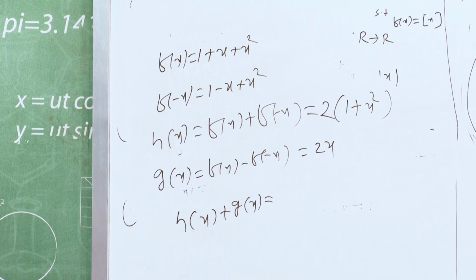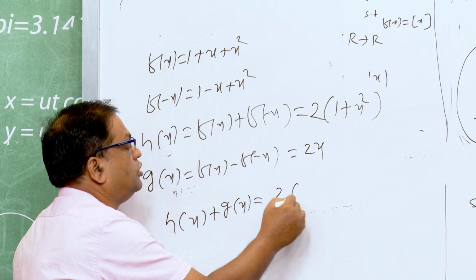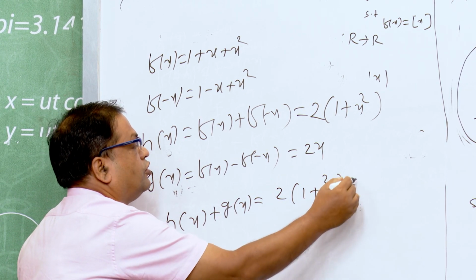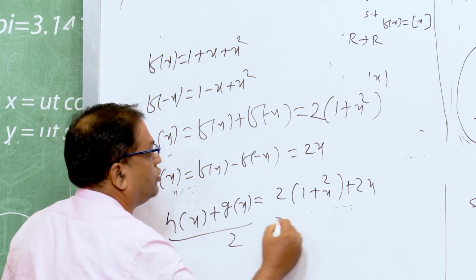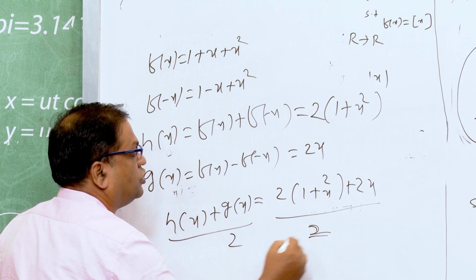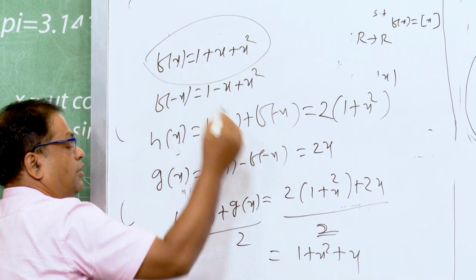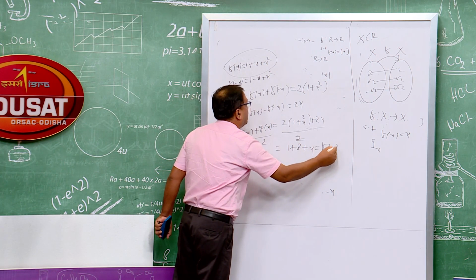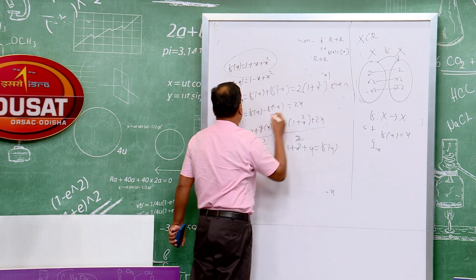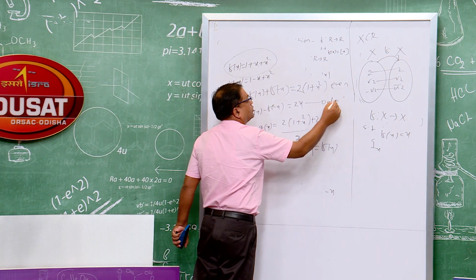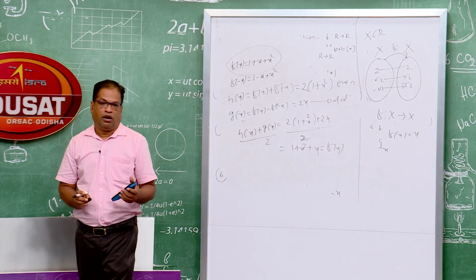Now we add h(x) plus g(x). What is h(x)? 2 into 1 plus x square. What is g(x)? It is 2x. So 2 into 1 plus x square plus 2x. Now if you divide by 2, then 2 is cancelled out, it is 1 plus x square plus x. This is nothing but f(x). So for any function, and you can test it, h(x) will be an even function and g(x) will always be an odd function. So any function f(x) can be written as the sum of an even function and an odd function.